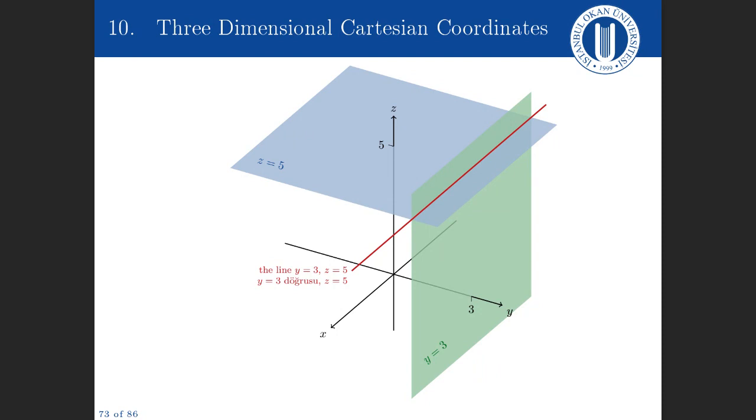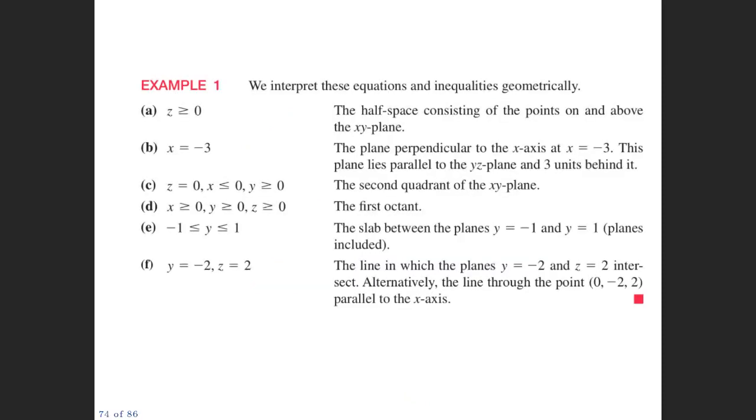Now, for example, let's talk about these equations. Z greater than or equal to 0. So x can be any number and y can be any number, but z must be greater than or equal to 0. That's half of three-dimensional space. It's the top half. It's everything which is on or above the xy plane. X equal to minus 3. That's a plane. It's a plane which is perpendicular to the x-axis and has x equal to minus 3.